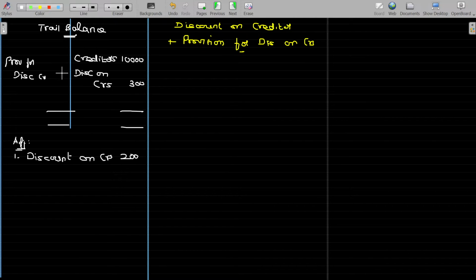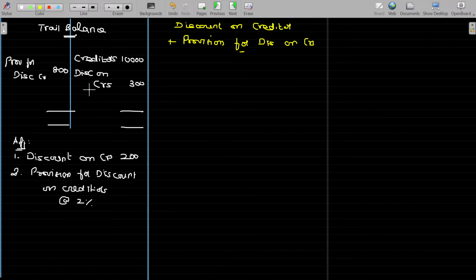This value being ₹800. Second adjustment here: provision for discount on creditors required to be maintained at 2%. Is that okay?